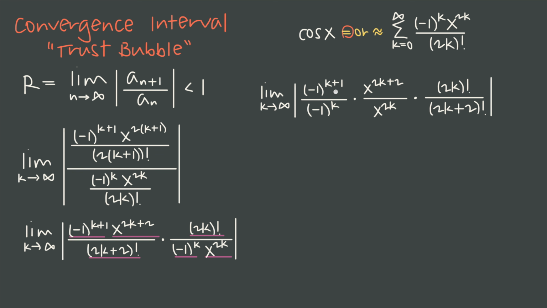And now this is pretty easy to simplify because, of course, exponent rules tell us that we can take this exponent, k plus 1, and subtract the exponent in the denominator. So k plus 1 minus k, the k's cancel, we're just left with +1.